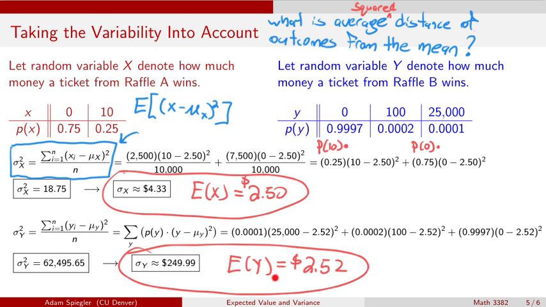For Raffle B, the expected value is a little bit more, but the variability is huge. So this is due to the fact that most of the time we don't win any money, but there's a very small chance of winning a huge amount of money. So taking both of these things into consideration would be useful before you decide which opportunity to take.